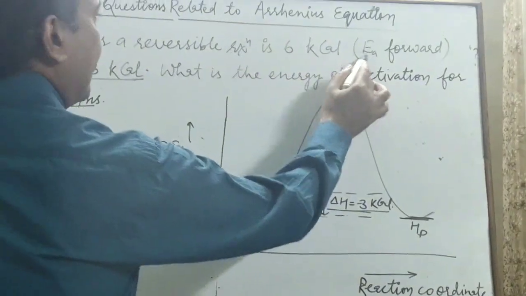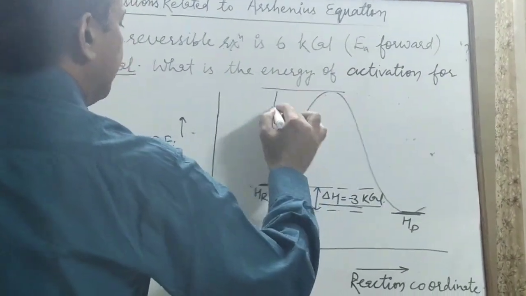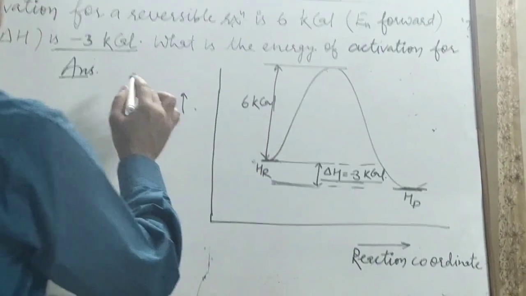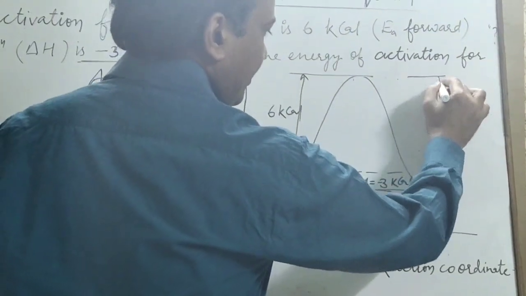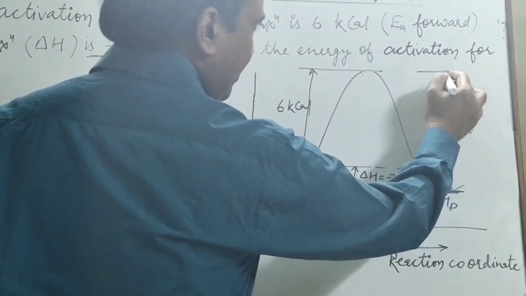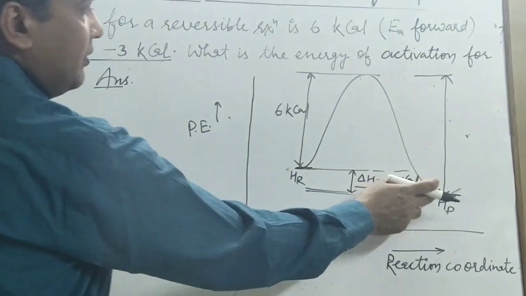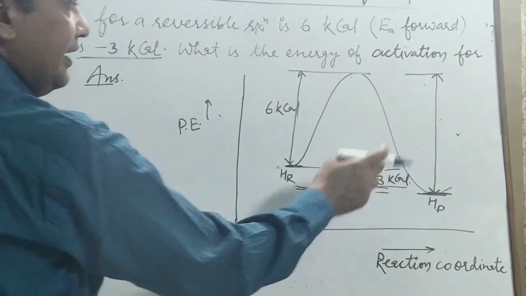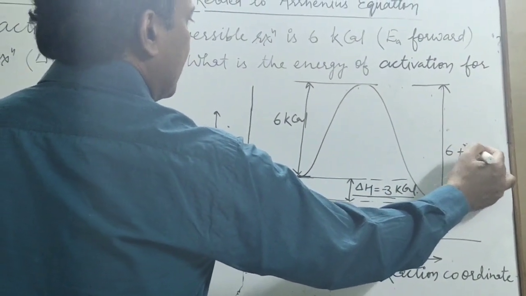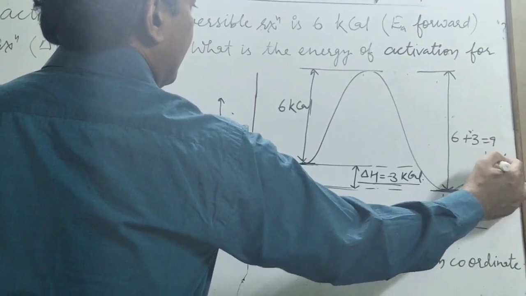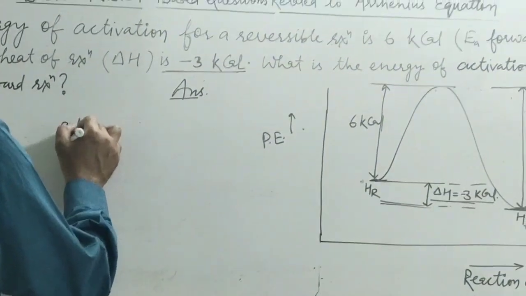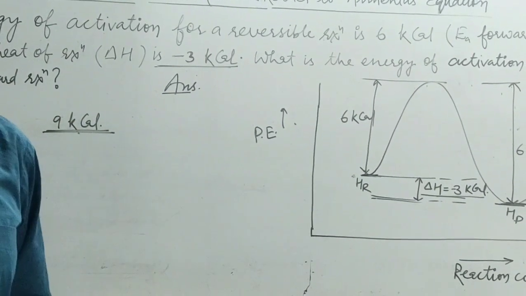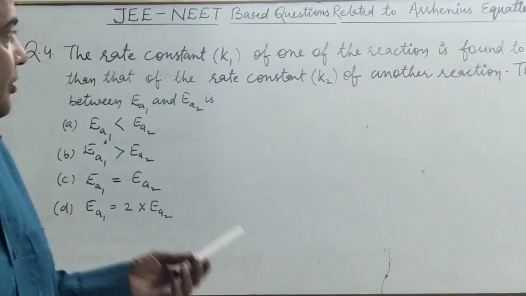And the activation energy for the forward reaction is given. This amount is 6 kilocalorie. And you have to find out the energy of activation for the backward reaction. It means this energy. And as you can observe, this energy is the sum of 6 and 3. So it would be 6 plus 3, 9 kilocalorie. So the answer of this question is 9 kilocalorie, the activation energy of the backward reaction. Let's take the next question.